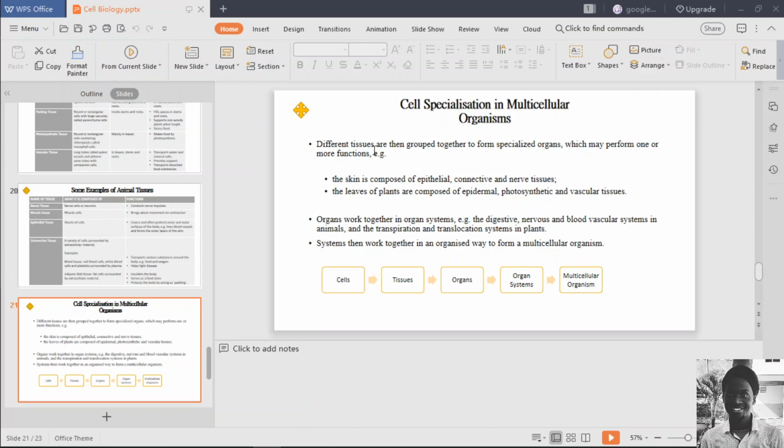The systems then work together in an organized fashion to form a multicellular organism. So we have a group of cells coming together to form tissues. Tissues come together to form organs. Organs come together to form organ systems. Organ systems come together to form the multicellular organism. And this is how cells work together in a multicellular organism.